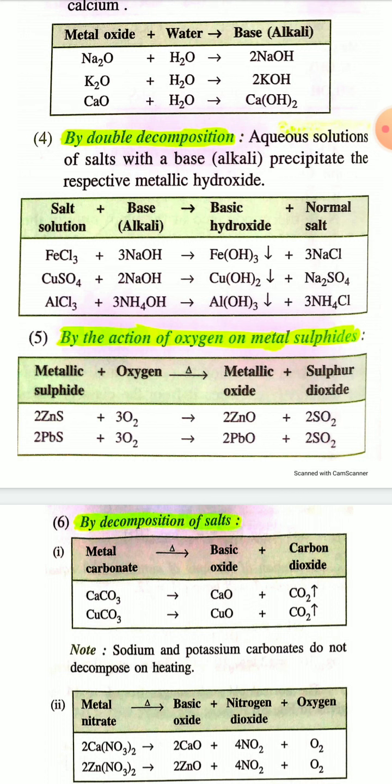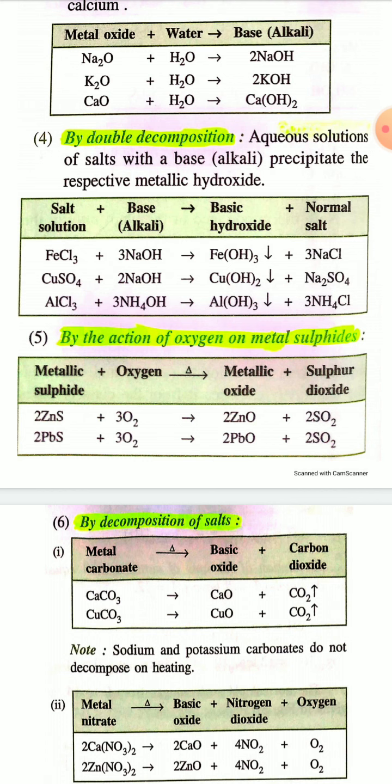The fifth method is by the action of oxygen on metal sulfide. The scheme of this reaction is when metallic sulfide reacts with oxygen, it will produce metallic oxide and sulfur dioxide gas. So when zinc sulfide, ZnS, reacts with oxygen, O2, it will produce ZnO plus SO2. Similarly, PbS plus oxygen will produce PbO plus SO2. You have to write the balanced equation.